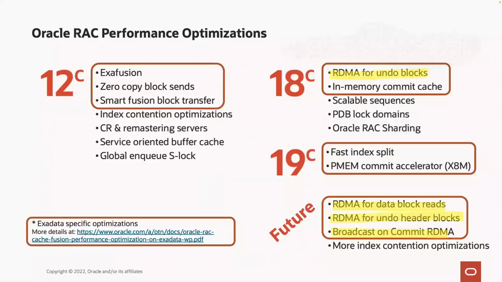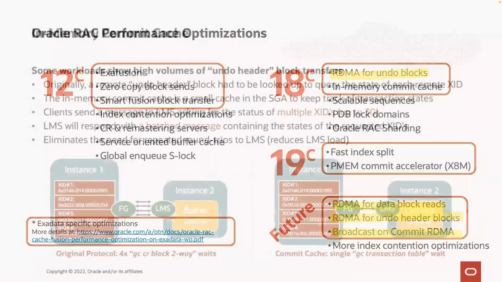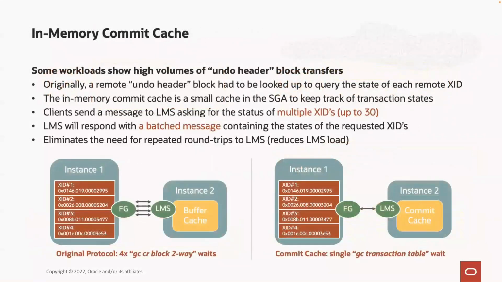Okay, so as I said, the ones that are highlighted are the ones that we're going to cover a little bit in the future. One of the really good pieces of optimization that we have is what we call the in-memory commit cache.